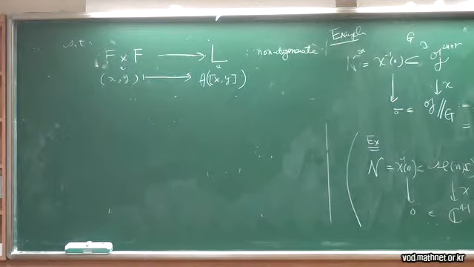Yes, this is the contact structure, and this theta is nothing but a section of the twisted one form, Omega 1 of M tensor with L. This is the twisted one form. This one form is called the contact form, and this L is called the contact line bundle. Okay, this is the contact structure.